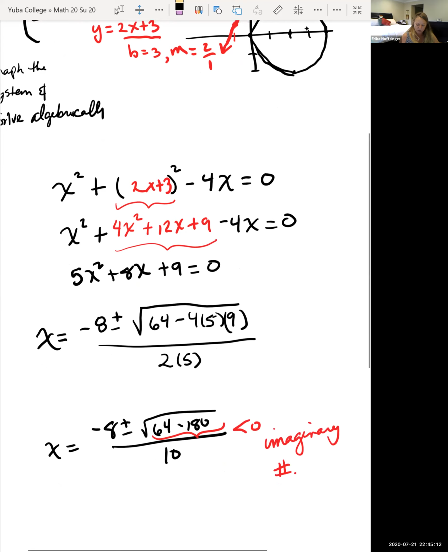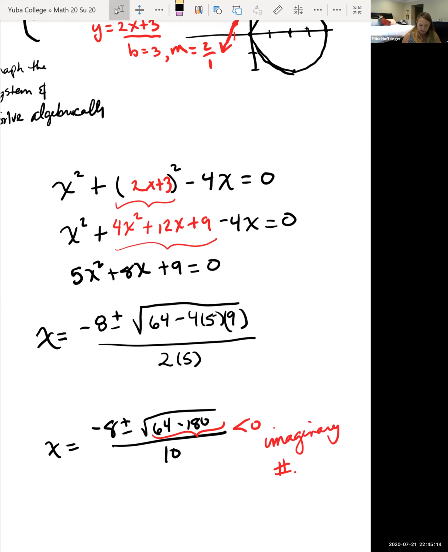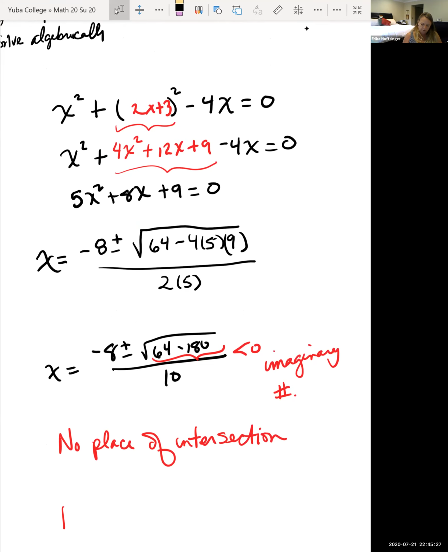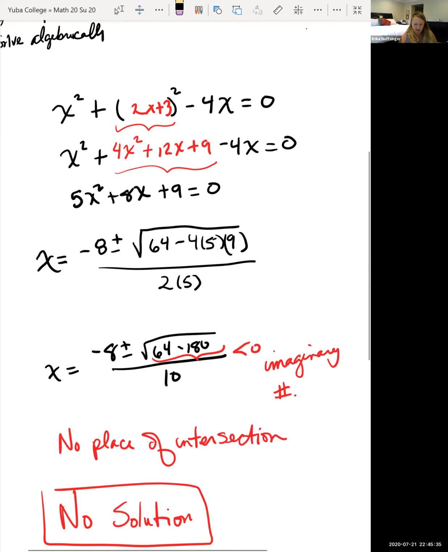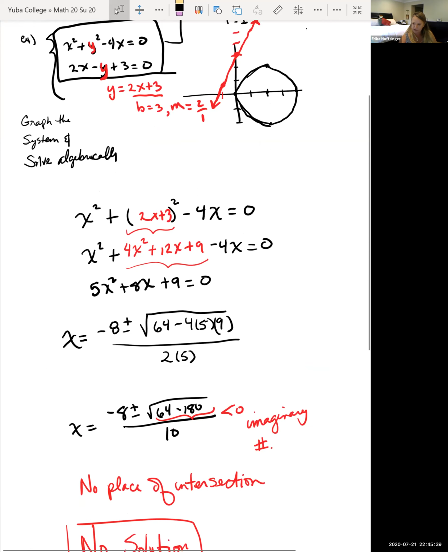So there's no place of intersection, or there's no solution. Which supported our graph and what we had done. We didn't think that we had a solution there.